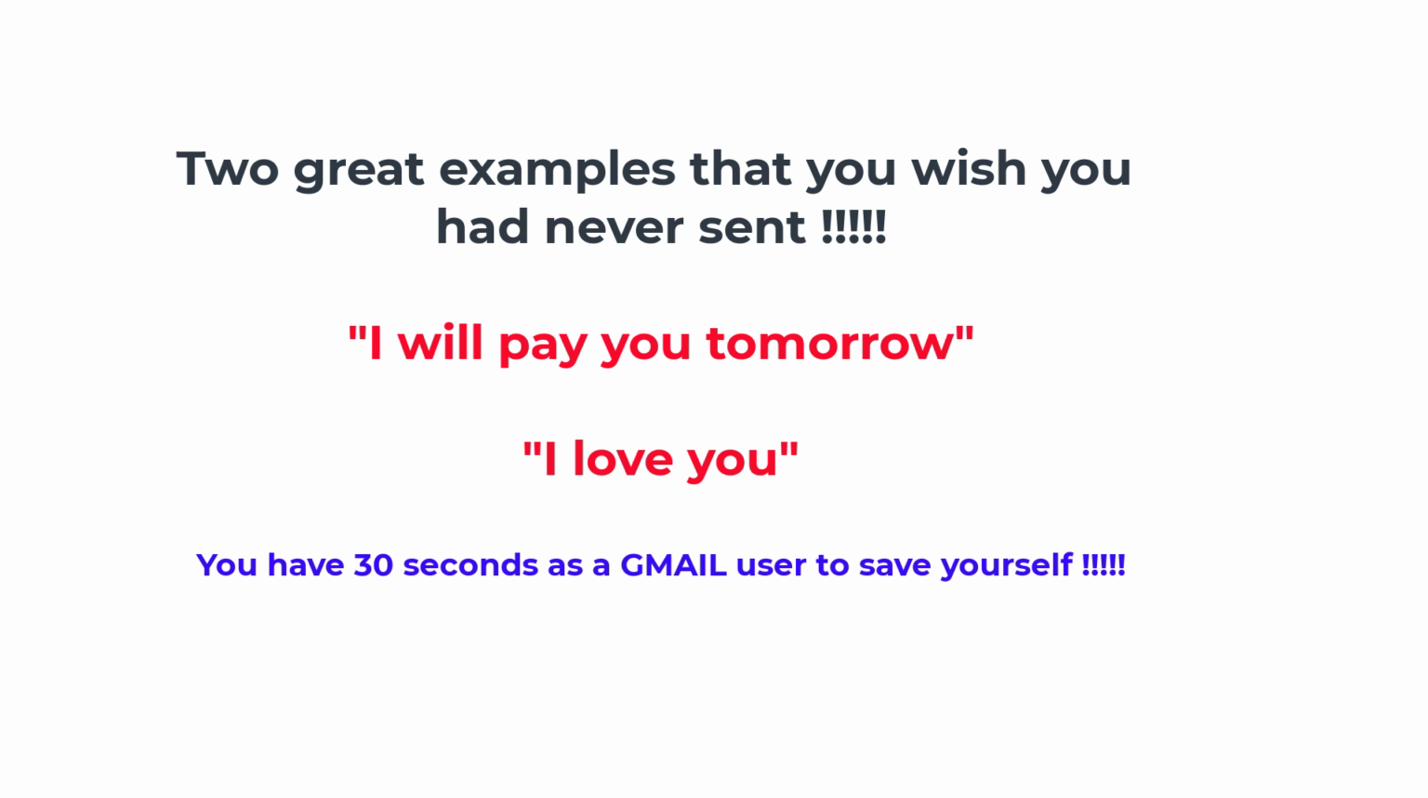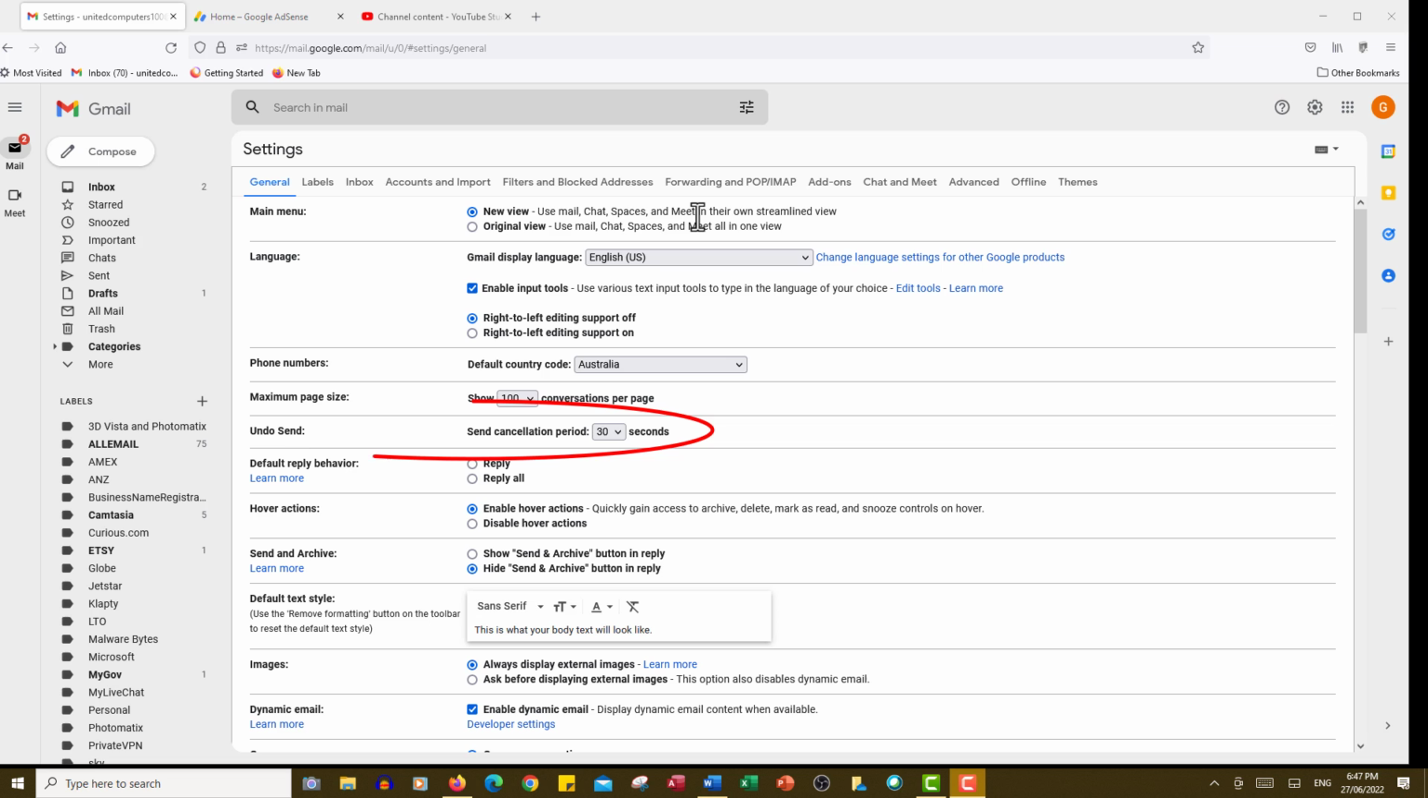It's a funny thing, but there are millions upon millions of Gmail users, and occasionally they will send a message that they wish they had not sent. This screen will show you two good examples. Whether or not you're the sender, it doesn't really matter. It's a matter of what you've sent that you wish to retrieve. And you have 30 seconds in which to do so on Gmail.